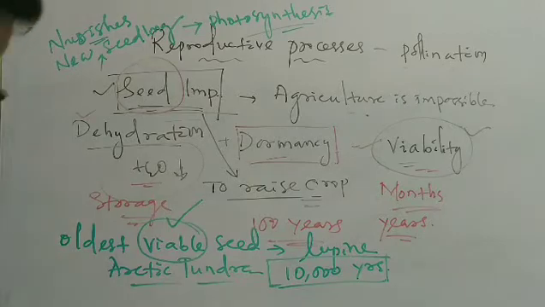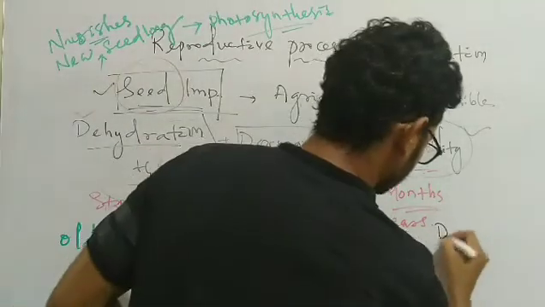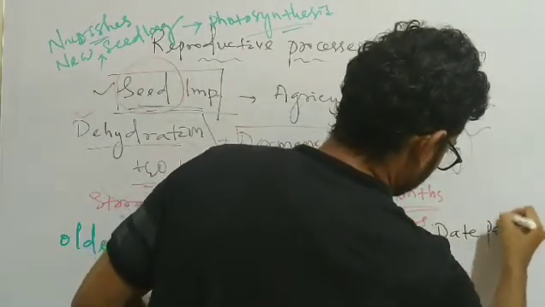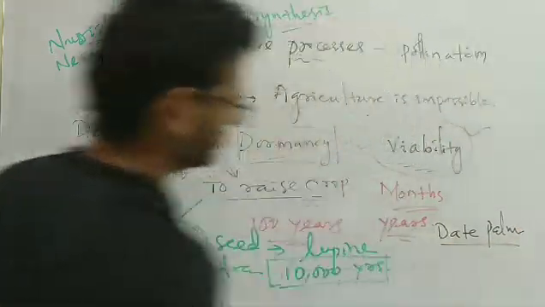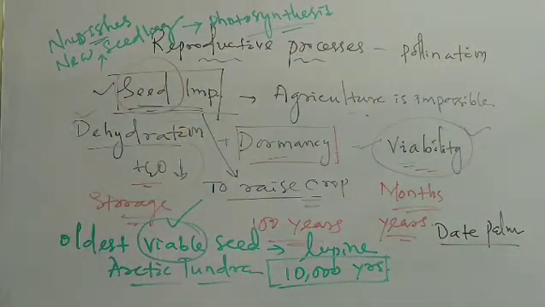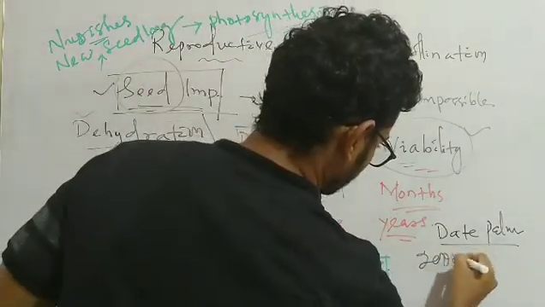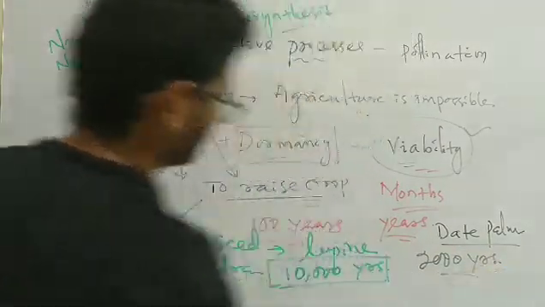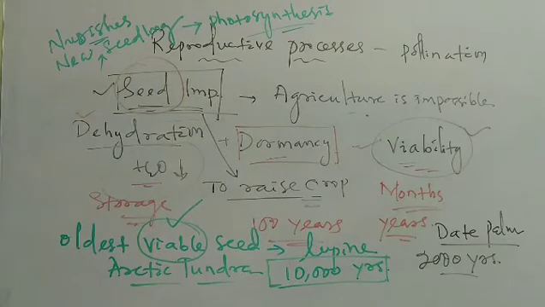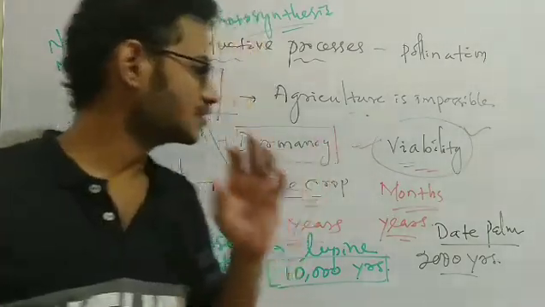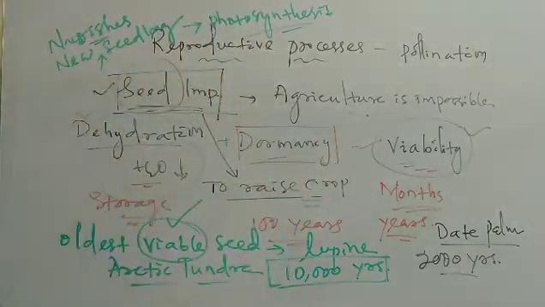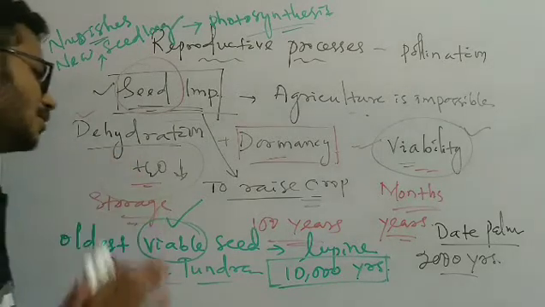Recently, in date palm, it was found that the date palm seed germinated even after 2,000 years. It was found recently. Date palm, remember. Next we will go to the last part, which contains two important terms, apomixis and polyembryony.